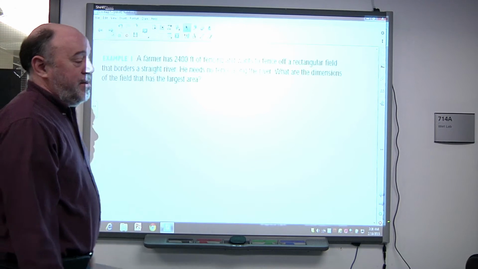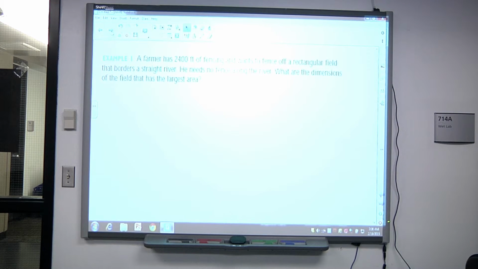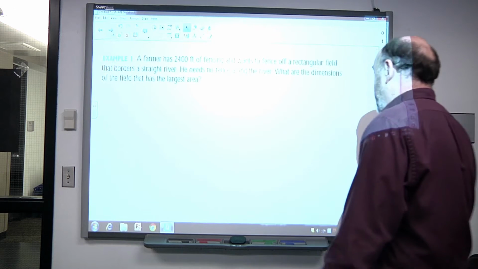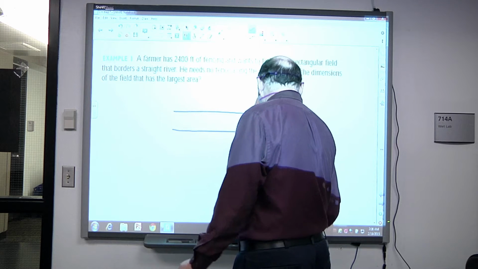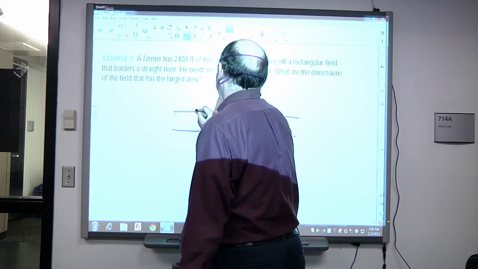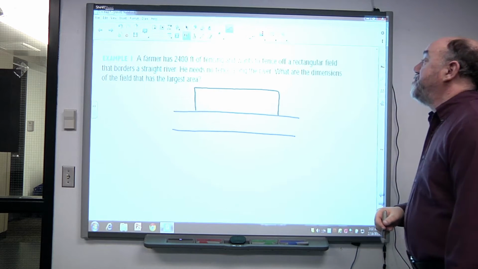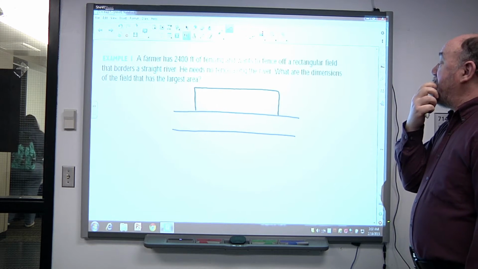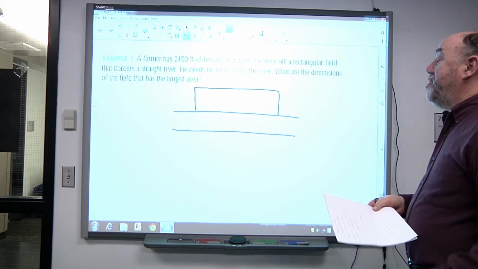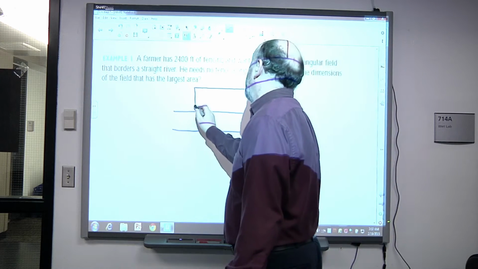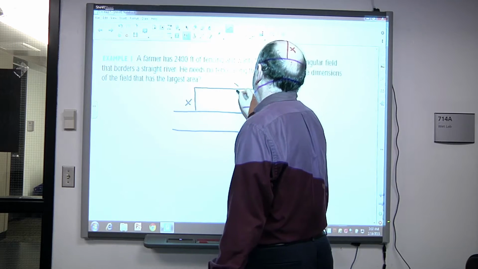So for example, a farmer has 2,400 feet of fencing and wants to put a fence in along the river. We're going to have no fence along the river, so basically we have our river here, and we have some fencing that's going to go like that along the river. We know how much fencing he has. We want to maximize the area, right? So let's call this x, which means this will be x, which means this will be y.